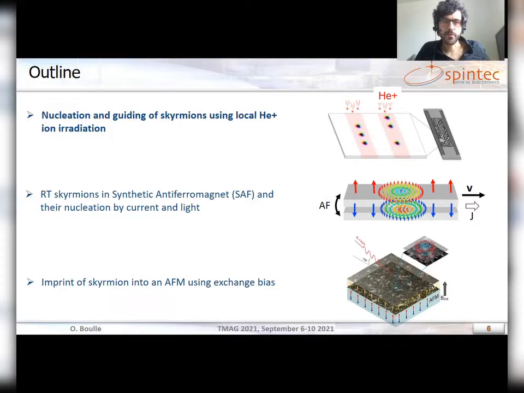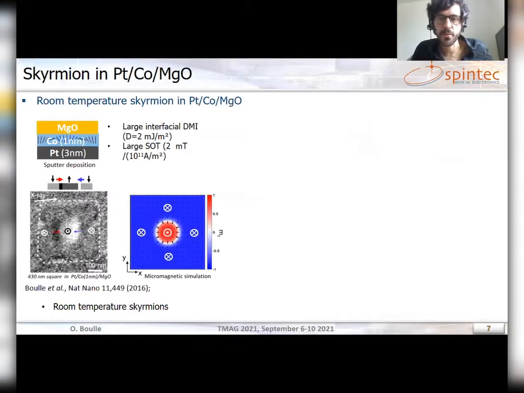Okay, so the first part: nucleation and guiding of skyrmions using local helium-ion irradiation. The material system we have considered for this study is a platinum-cobalt-MgO tri-layer ultra-thin film. We have shown in a previous study that this material is characterized by a large Dzyaloshinskii-Moriya interaction, around 2 millijoules per square meter, which allows us to stabilize magnetic skyrmions with a Néel chirality at room temperature.